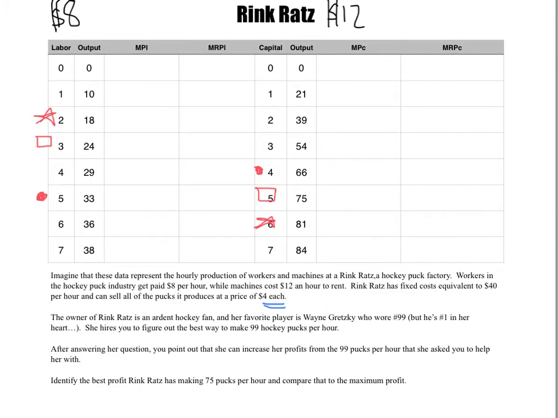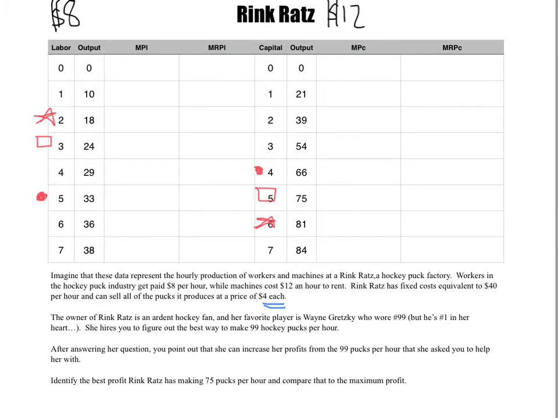I would point out that because you have 8 different possibilities of labor inputs from 0 to 7, and 8 different possibilities of capital input also from 0 to 7, there are 64 combinations of labor and capital that are possible for rink rats. And that's a lot to weed through. So these rules can help us to figure out how to determine the number of capital and the number of labor that we should hire.